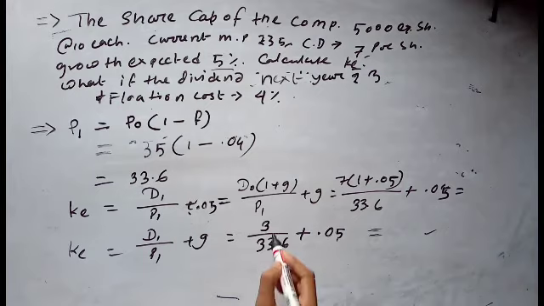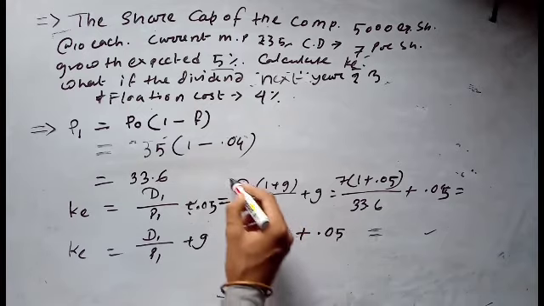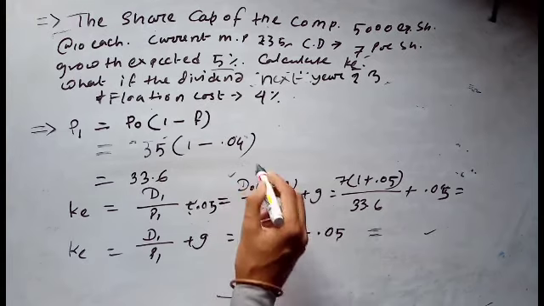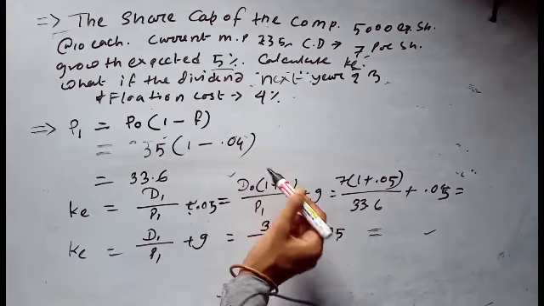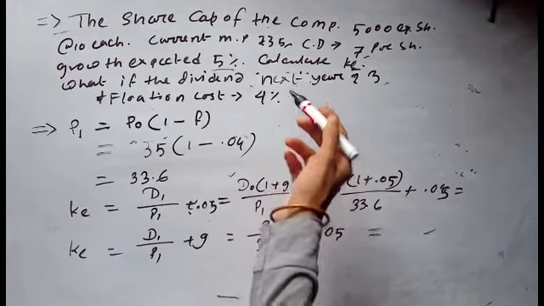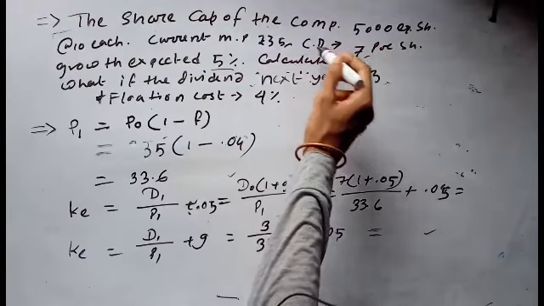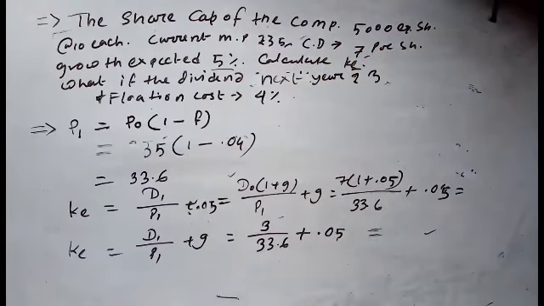Now here the present rate of dividend per share is given, and the situation is different. Here the previous year dividend per share was given, and the present dividend per share is given as 7 rupees, and the growth is also given. So we need to adjust the growth and the previous year dividend per share and the present year dividend per share. Then we will get the cost of equity.